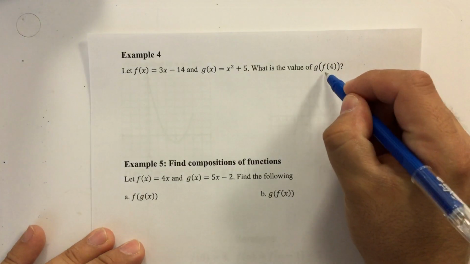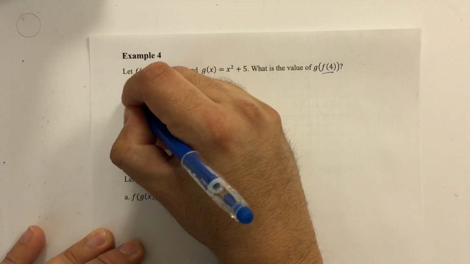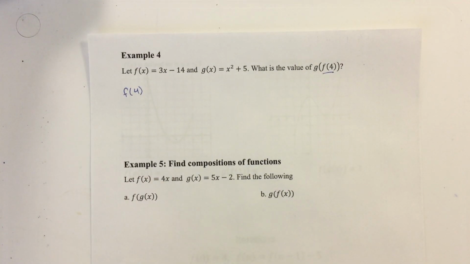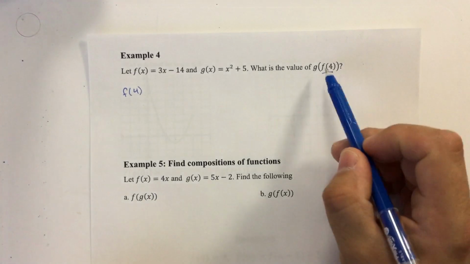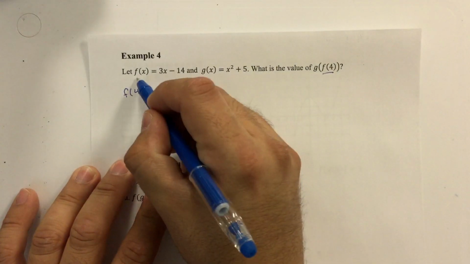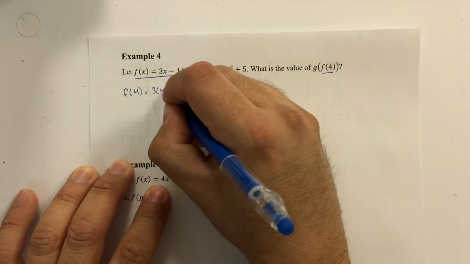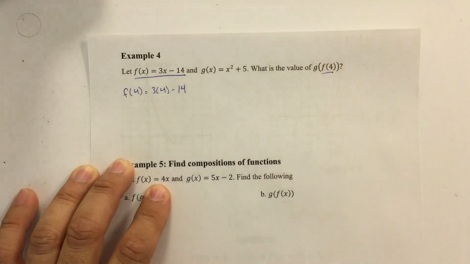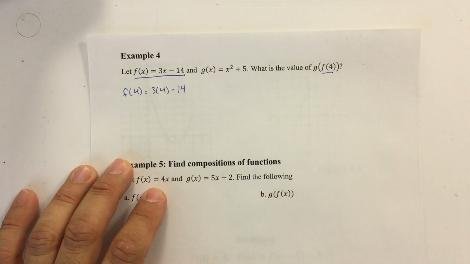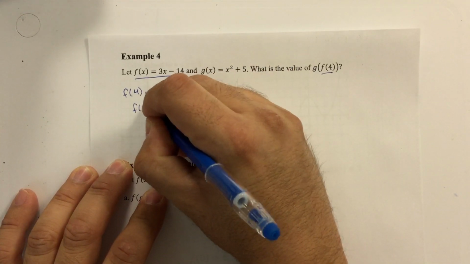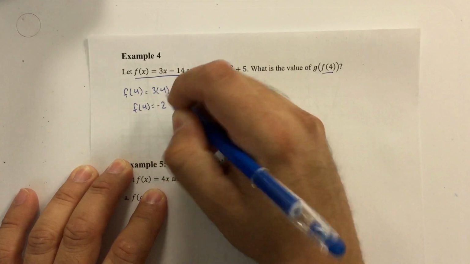Okay, so in this case, we're going to start with f of 4. Now, how do I know which function to plug 4 into? Well, what letter's right next to it? F, right? Because it says f of 4. So we're going to go to the f function, and we're going to substitute 4 into there. So we're going to do 3 times 4 minus 14. Does anybody know what 3 times 4 minus 14 is? Negative 2. So I now know that f of 4 is equal to negative 2.